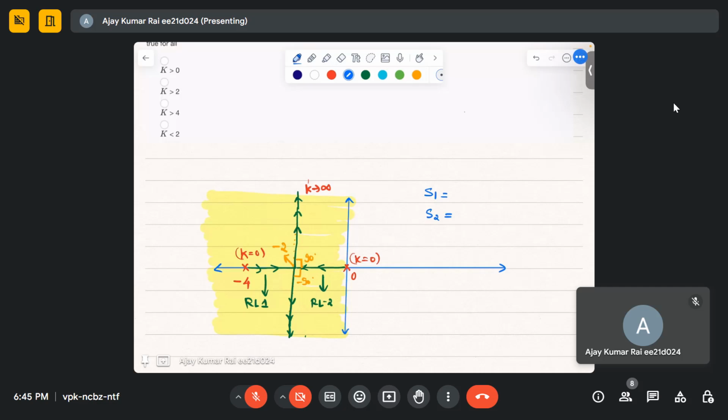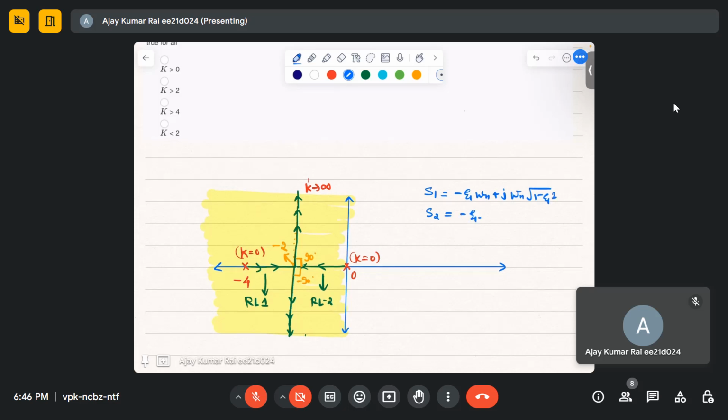Okay, what you're saying? Complex conjugates, sir. Okay, so s1 and s2, if you write, you'll get these complex conjugate terms, right? So I'm just writing the exact terms. It will be like this: minus omega n, 1 minus... So these are two roots. Okay, so these are complex roots.